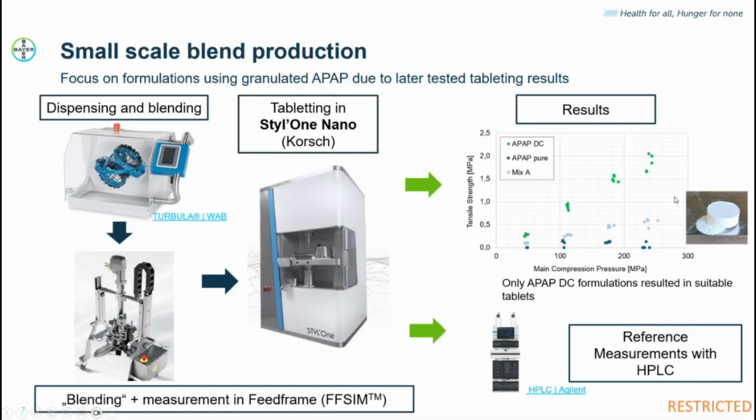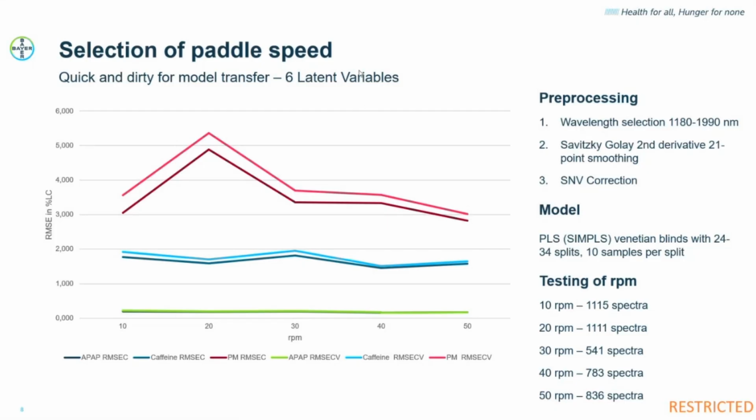So what we've seen, and that is also the reason why we concentrated on the granulated APAP, is that the pure APAP, so the powdered one, you can see it here, actually has a tendency to cap. So the tablets were actually more or less disintegrating when you had a stronger look at it. So the first step was the selection of paddle speed. We tried from 10 RPM to 50 RPM.